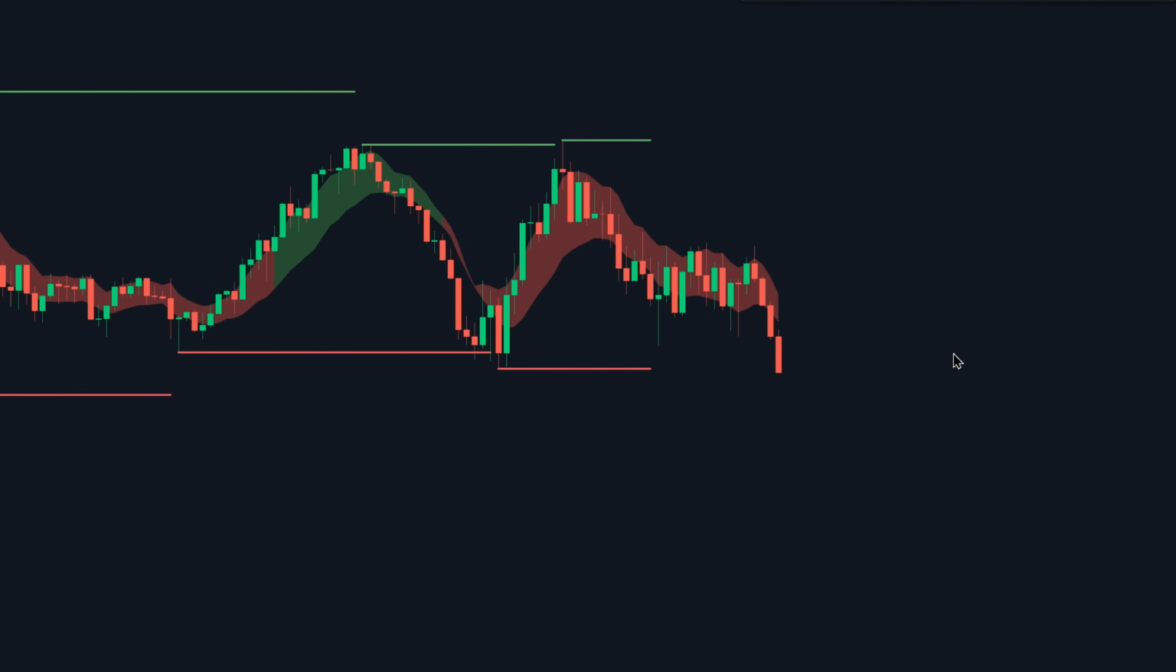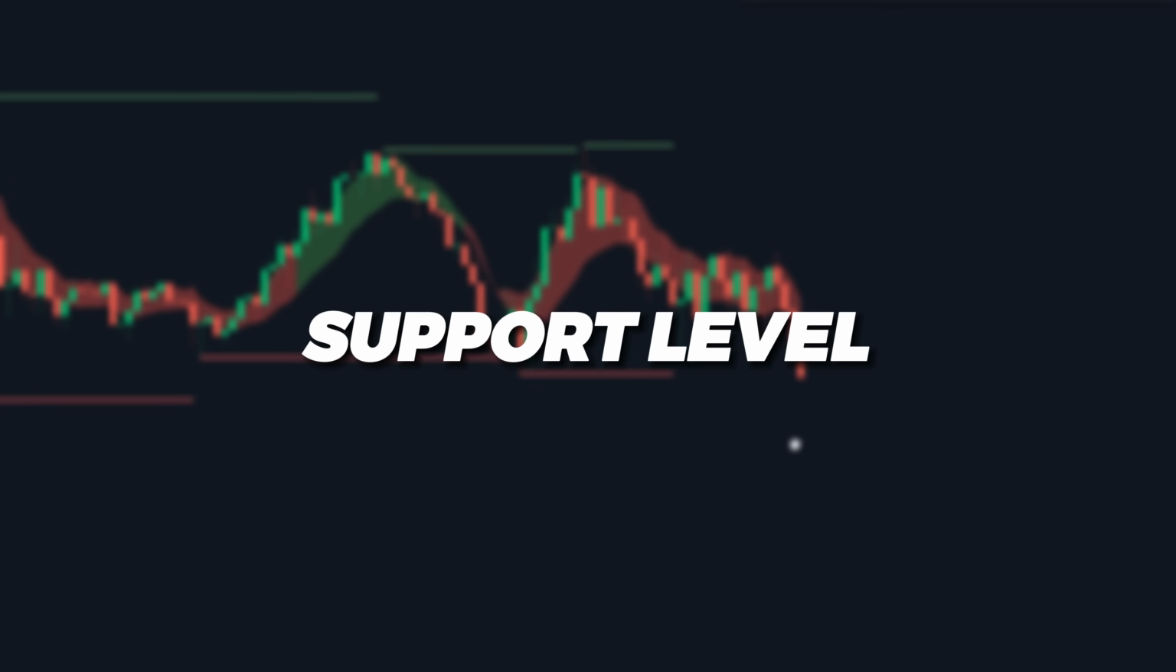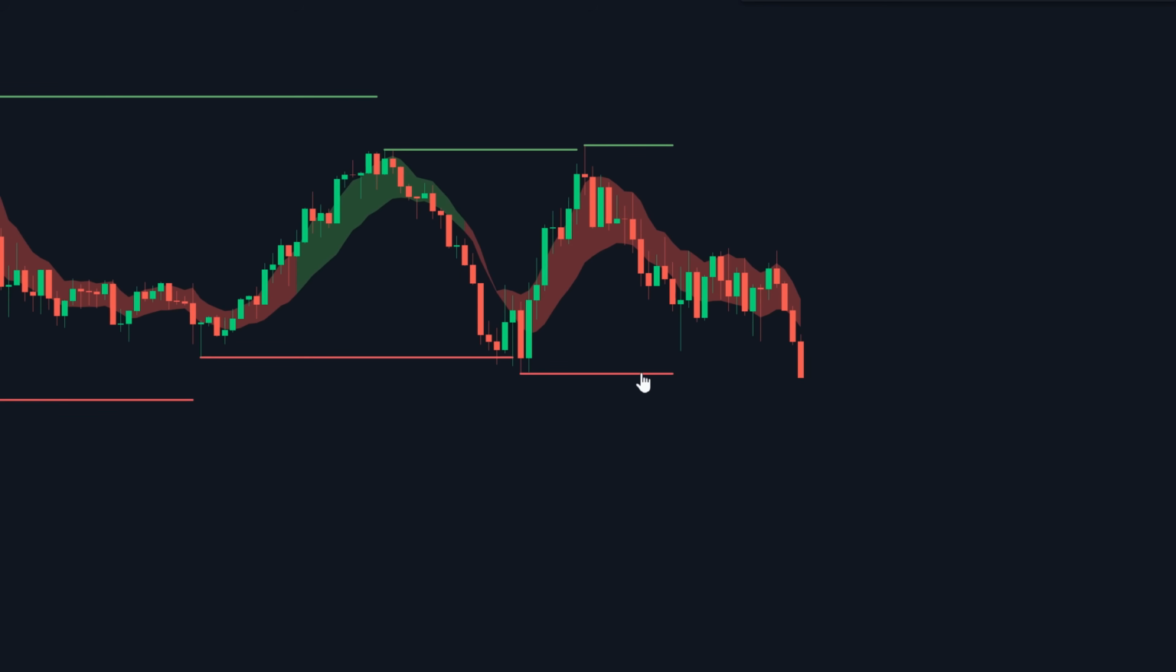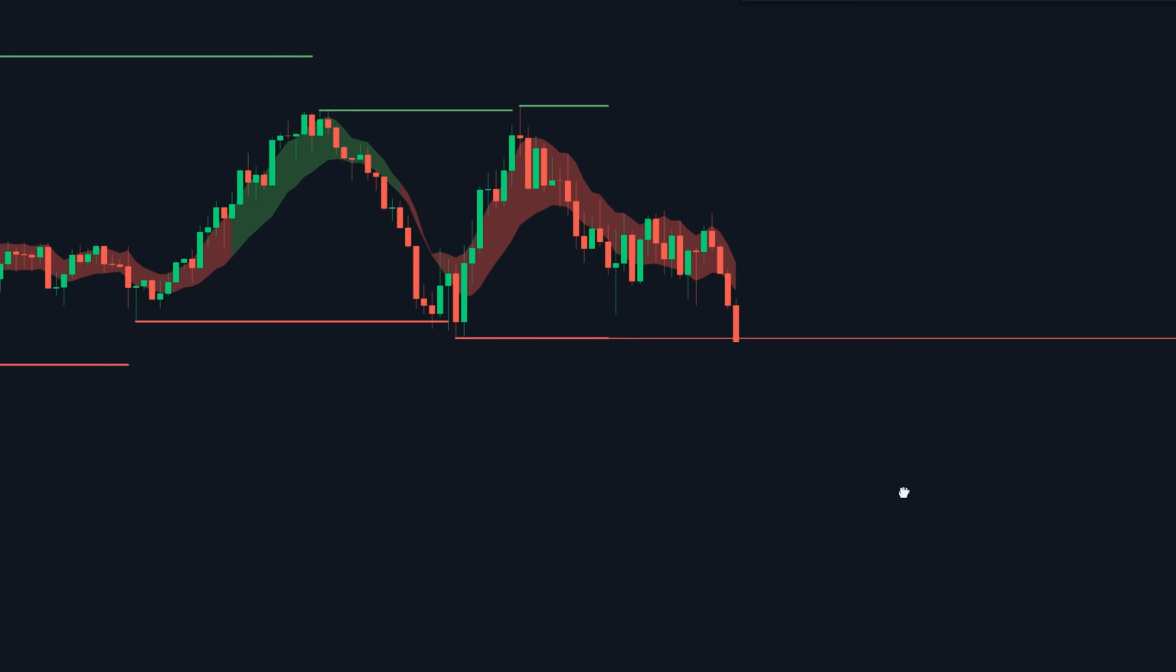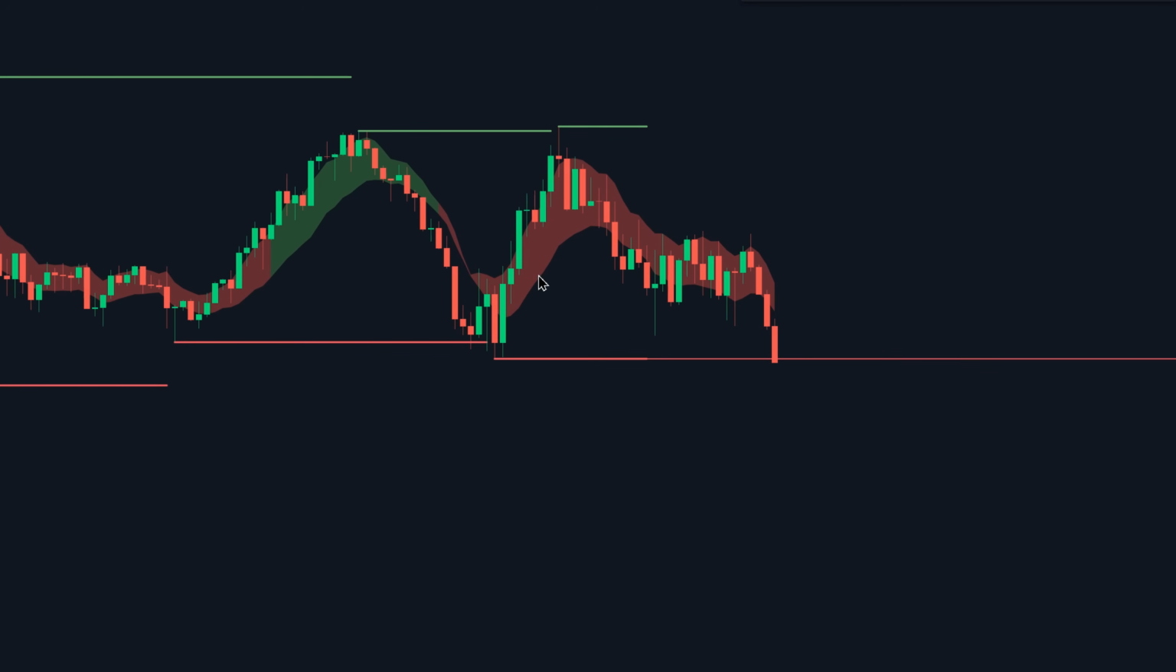Now for a short position, we're going to do the opposite. We first of all are going to look for a support level, basically a red horizontal line, and the price needs to break and close below the level without having previously touched it with a wick. So this was a valid setup because the price closed below the level without touching it. The second condition is that we need the trend ribbon of the RSI Momentum Trend to be colored red to indicate that the market is in a bearish trend.